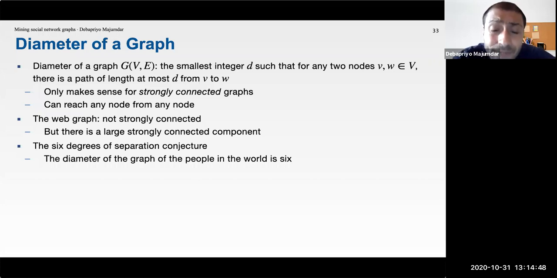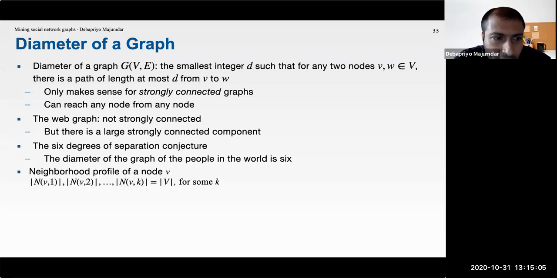Now that may not be reflected in Facebook, or maybe even in Facebook the graph may be smaller because people may actually be connected where they don't know each other and all that. So let's not bother about that. But this is the conjecture in the real world.